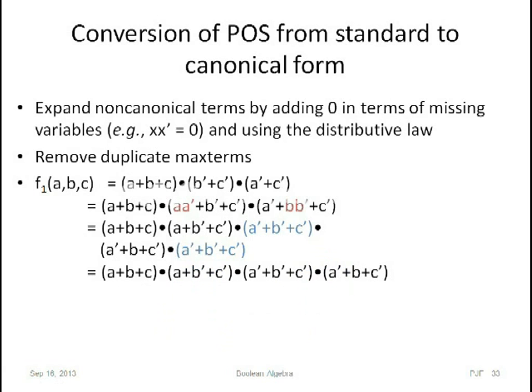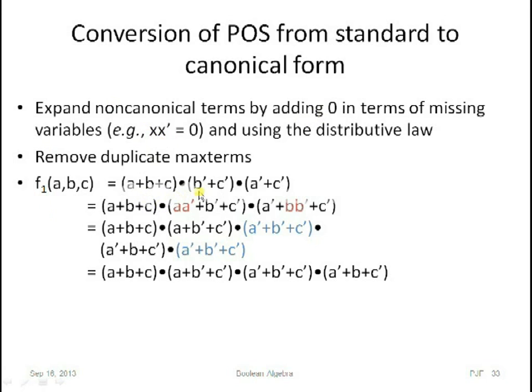Now conversion of product of sums from standard to canonical form. Again, we have to follow two rules. Expand non-canonical terms by adding 0 for the missing variables and using the distributive law. In the case of sum of products we added 1, but here we have to add 0, that is x into x complement equals 0. Then remove the duplicate terms. It is similar to the conversion of sum of products, but the only difference is that we add 0 by using x into x complement.